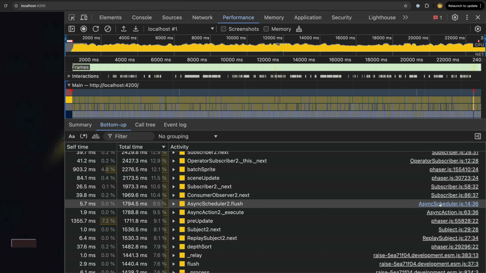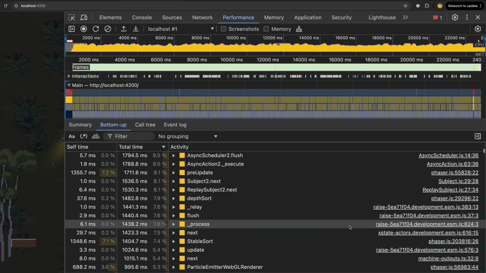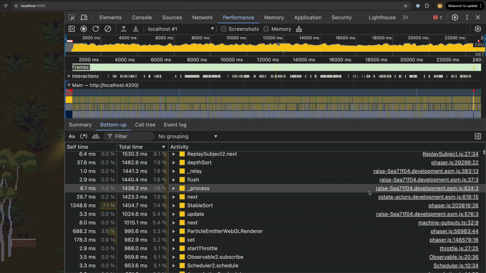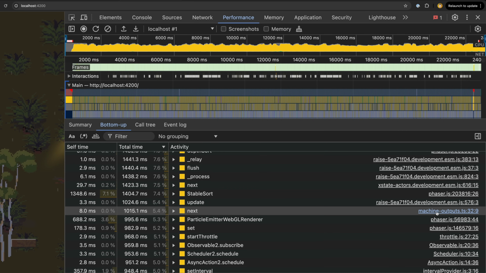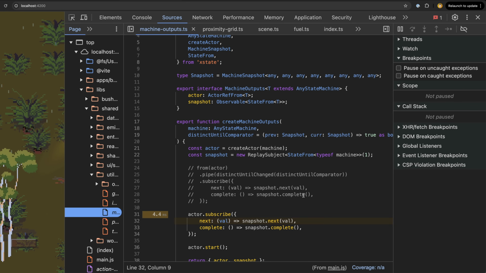Generally, my strategy with this stuff is to look for the code I have written, and the first thing I see here that I have written with a high total time is this next call in the machine outputs file. I have XState state machines, and I next a subject with snapshots from those machines, which gives me data about that machine's current state. Almost every item in this game has its own state machine, and so this is certainly a promising area to be highlighted.